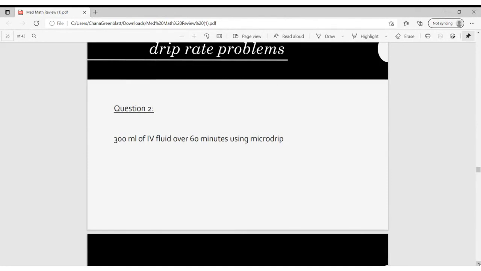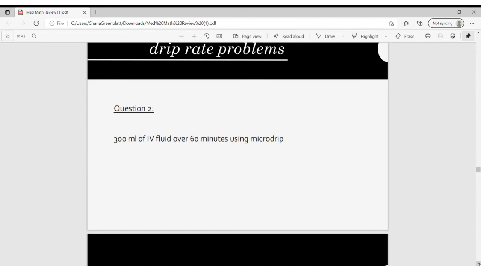Just to read the question out, we had 300 ml of IV fluid going over 60 minutes. Again, it could have said 1 hour, in which case you would need to know that 1 hour has 60 minutes. Using micro drip, and micro drip here, again, think the reverse. So micro drip here is going to be the 60 GTT per minute.